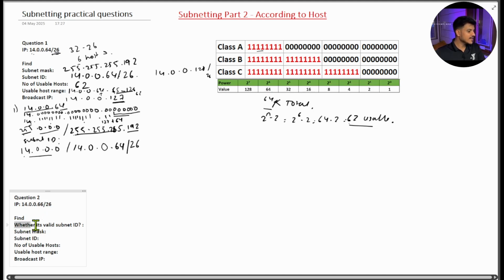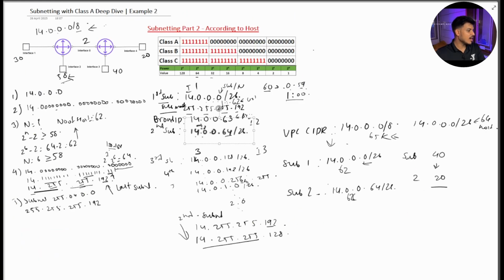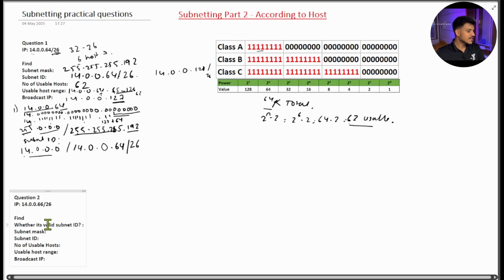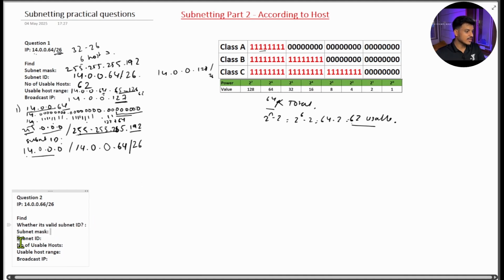Now we have to find whether it is a valid subnet ID, and find its subnet mask, subnet ID, number of usable hosts, usable host range and its broadcast IP. As in the previous example, 14.0.0.66/26 is not a subnet ID. It is basically an IP that comes in the range of the subnet 14.0.0.64/26, so it is part of this subnet. But suppose you have not worked through the whole thing, how could you directly answer whether it is a valid subnet ID or not, and how could you find all these values?